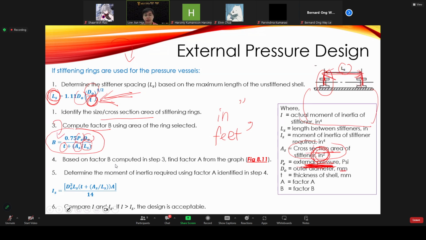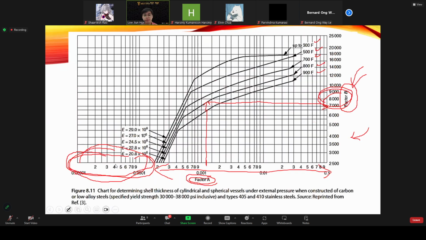Okay, once you have calculated the factor B, go directly to figure 8.11. Based on the calculated factor B, let's say the calculated factor B is 5,000, here you draw a horizontal line. And let's say the operating temperature is 900. Then we touch the line here, then we go down, and we get our factor A from the graph here.